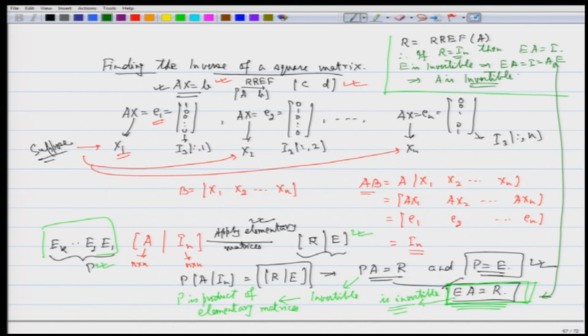Fine. So, when I apply RREF to A and this, and it turns out that the left hand side, this R turns out to be identity, then I know that the right hand side is the inverse of A, and if R is not the identity, then I know that A is not invertible. All right. So, let me write that part.